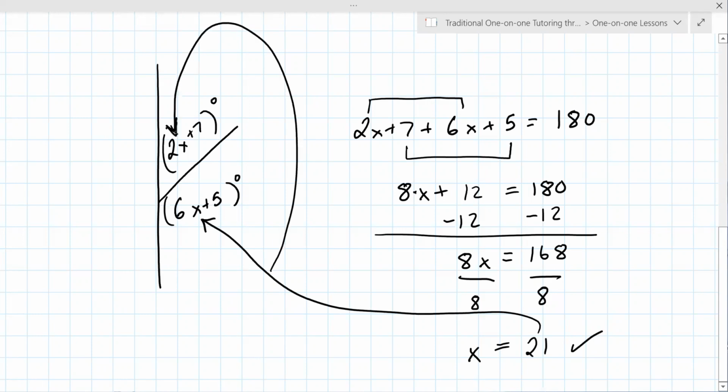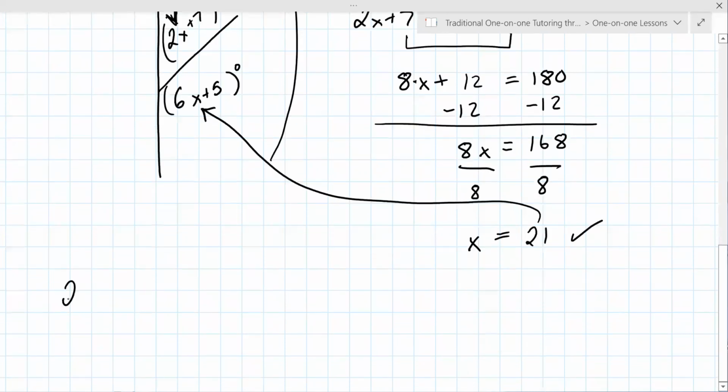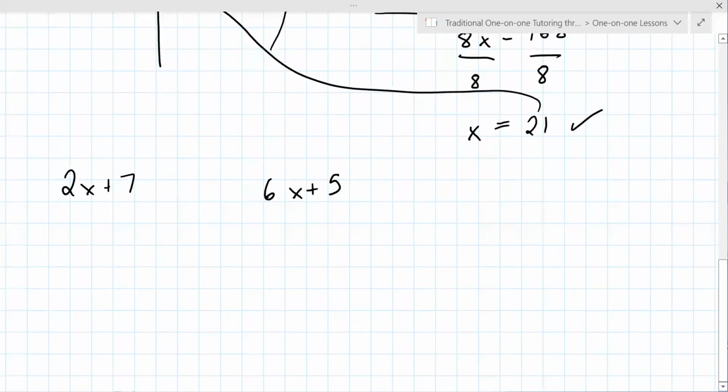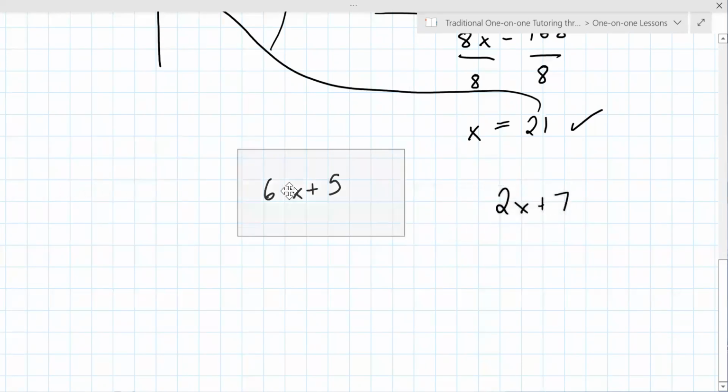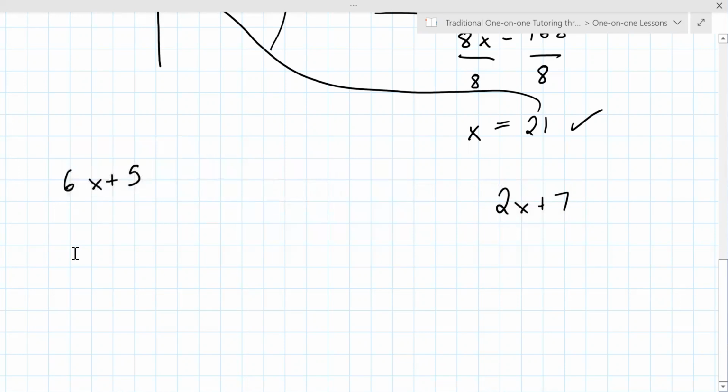Okay. So let me write these expressions down. We have 2x plus 7, 6x plus 5. Which one do you want us to start with? 6x plus 5. All right, so start with the 6x plus 5. What we're going to do is put 21 in for x. 6 times 21 plus 5. Let me know if you need a moment.